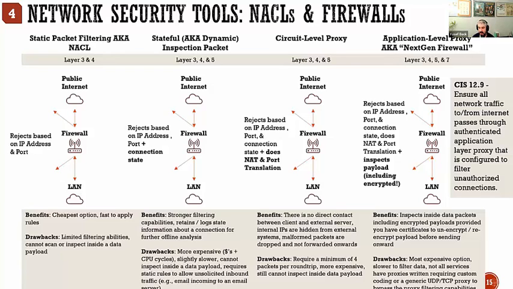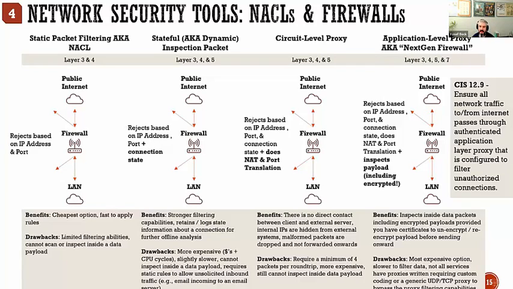Next one up is circuit level proxy firewall. This acts on also layer 3, 4, and 5, but it also can do NAT and port translation. And I didn't talk about NATing earlier, but network address translation, but it has that capability. I don't think we need to go into it right now, but just know that it has that ability to do that translation. The benefit is that it's breaking the direct contact between the client and the external server. So it's hiding your internal IPs from the external systems, right?